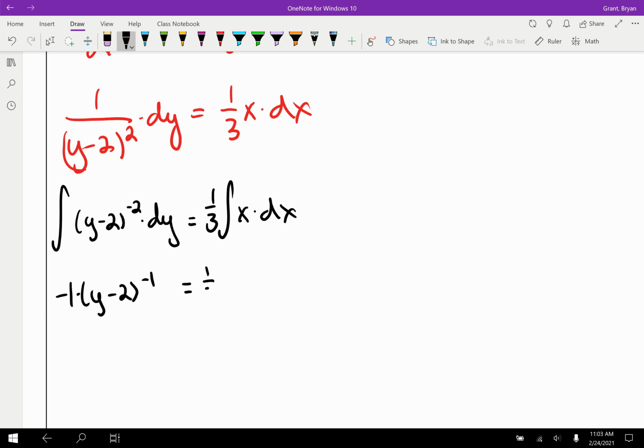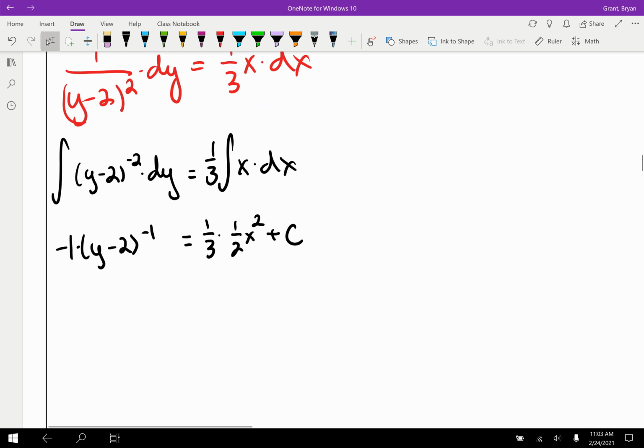The right side, the 1/3 doesn't change. X becomes 1/2 x squared. Oh, and don't forget the plus c. Now, some people at this point ask, wait, this 1/3 was outside the entire integral. Should I put parentheses around that? Yeah, probably. But guess what happens?